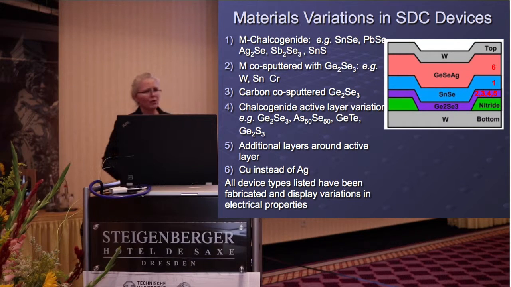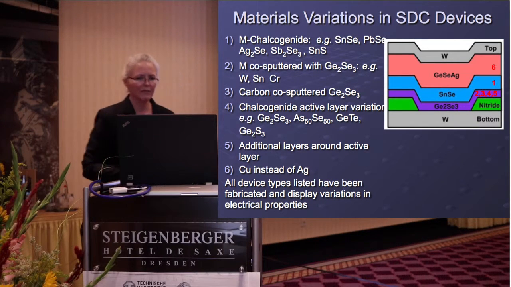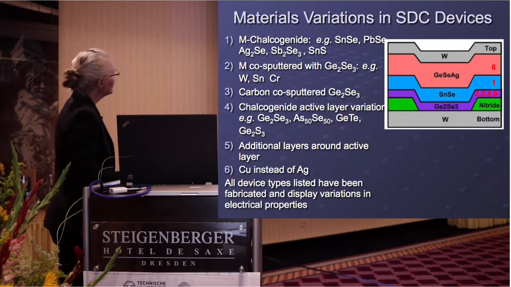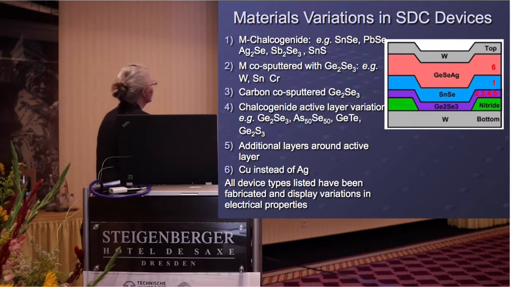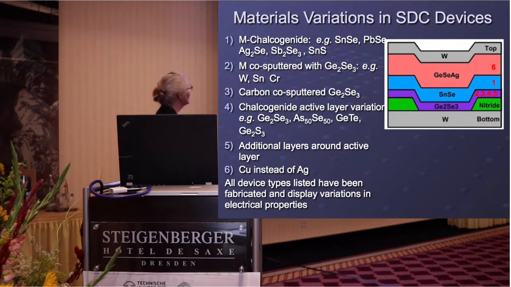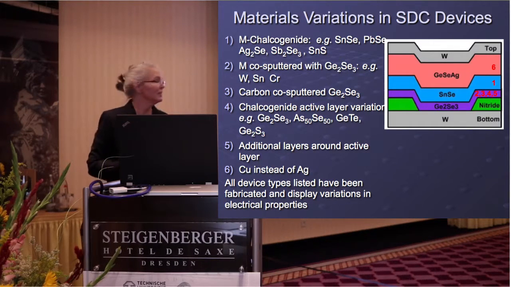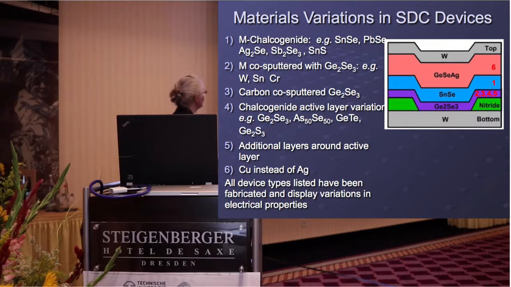What have we varied? What have we tried to look at the effects of? We've started with the metal selenide. We've replaced the metal with lead, silver, antimony, indium, a few other things, and looked at operation. How did it affect the way the device worked? And it does. We've changed the active glass layer. We've co-sputtered it with different metals, and that changes operation.